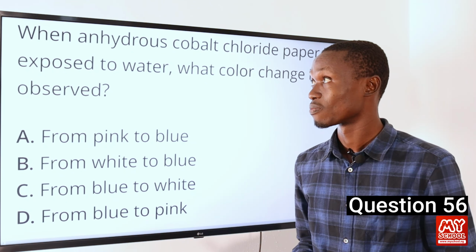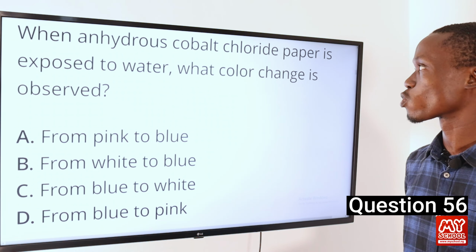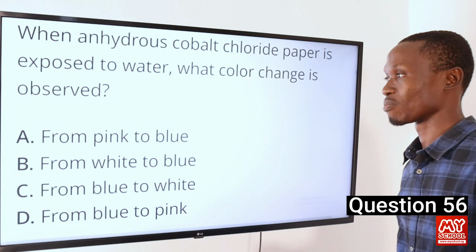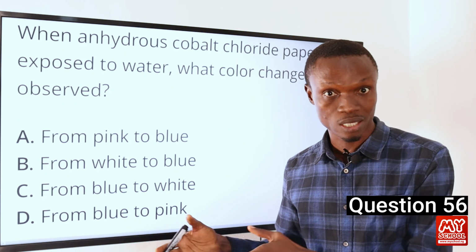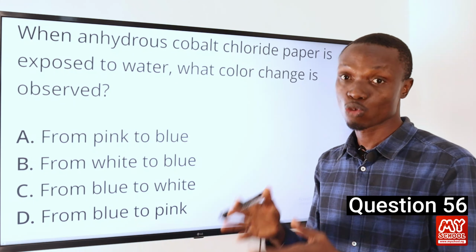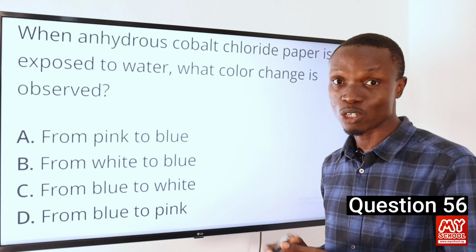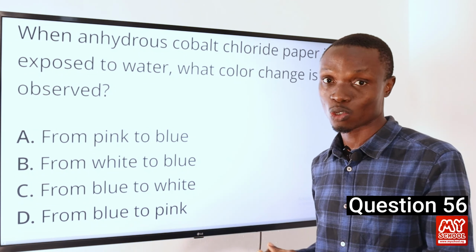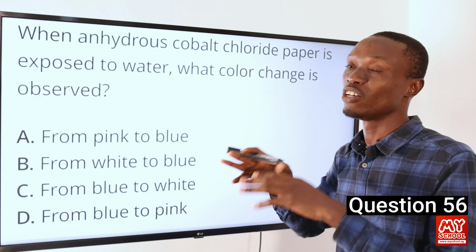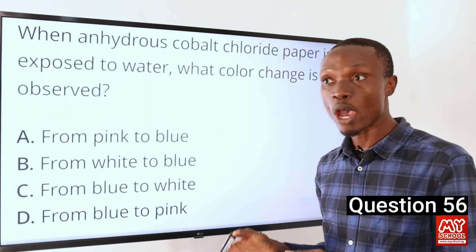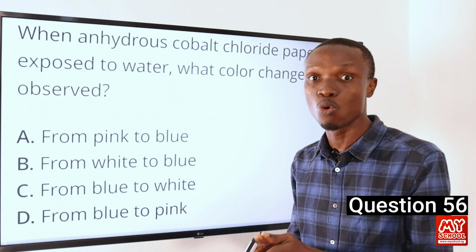Question 56. When anhydrous cobalt chloride paper is exposed to water, what color change is observed? There are actually 2 substances or 2 reagents that are used to detect the presence of water, and the 2 substances are anhydrous cobalt(II) chloride and anhydrous copper(II) sulfate. So those are the 2 substances. This anhydrous cobalt(II) chloride is usually blue in color. So when it comes in contact with water, the color will change from blue to pink.